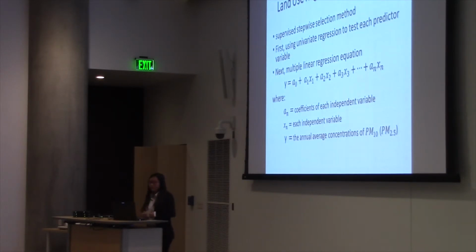First, using univariate regression to test each predictor variable to see which variable has the strongest relationship with dust pollution data and which variable does not have a relationship. Next, putting all related variables into a multilinear regression to find out the combination of most influential elements for the dust pollution.